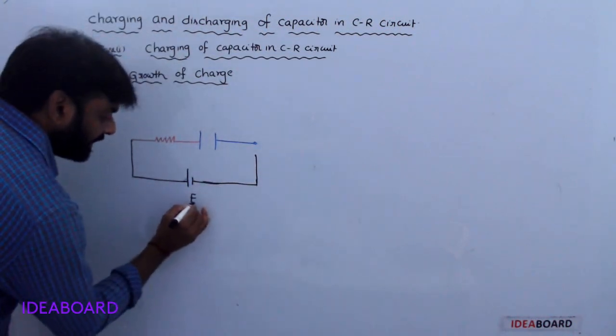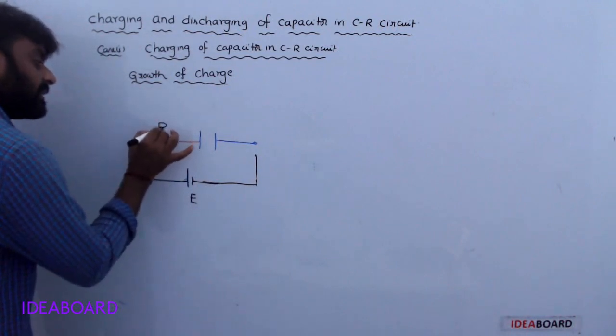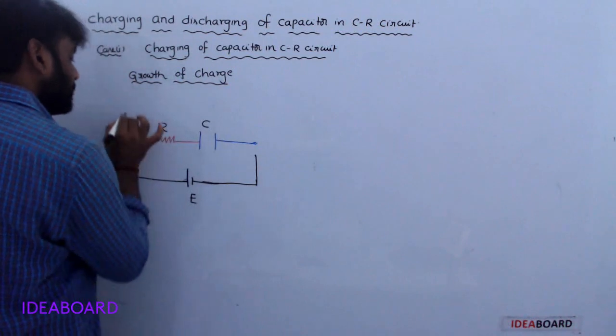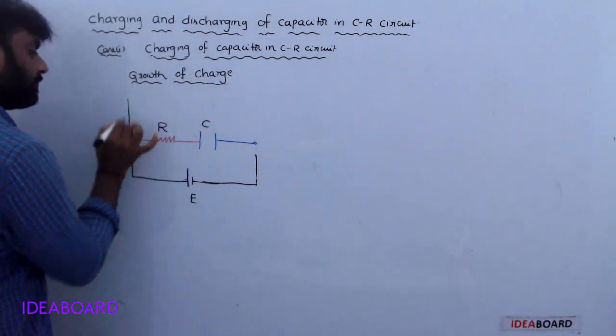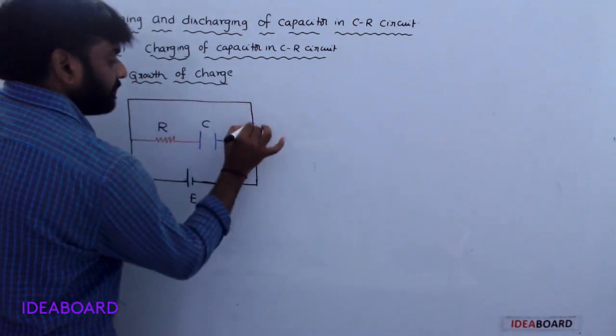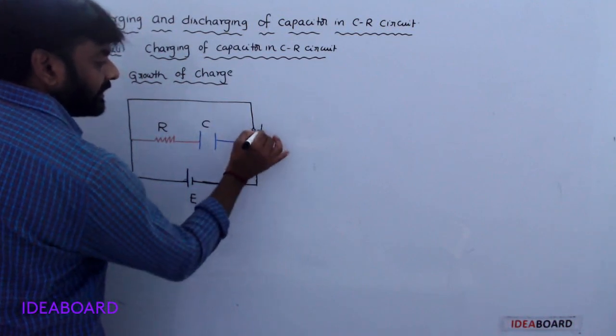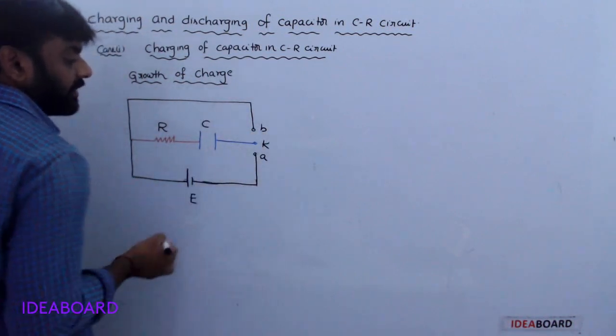Battery EMF is E. Resistance of the resistor is R. Capacitance of the capacitor is C. It is K. This one is A. This one is B. Understood?